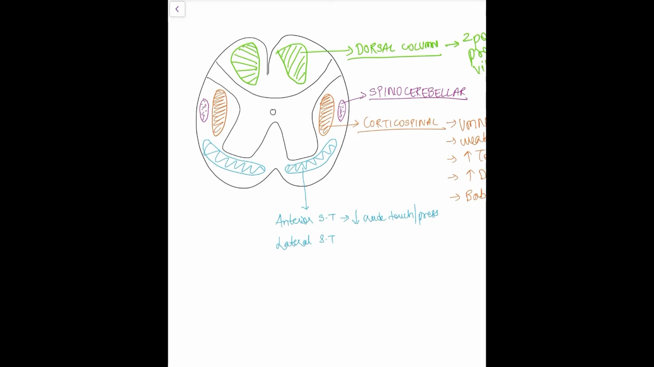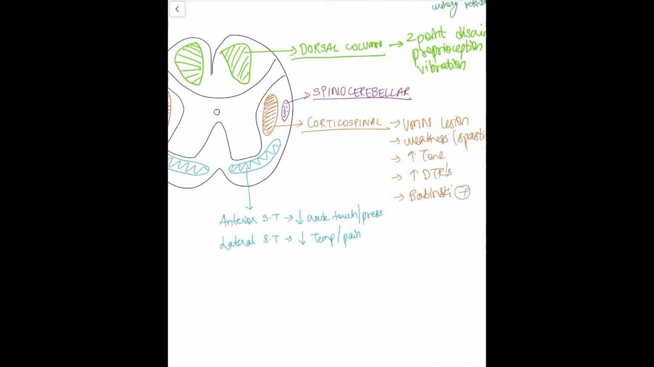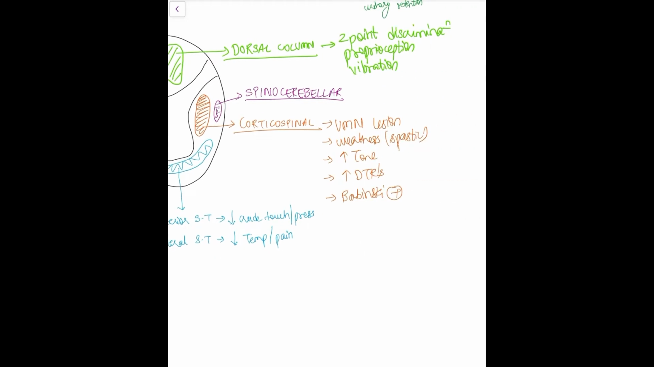When your lateral spinothalamic tract gets involved, you will have a decrease in the pain and temperature. Your spinocerebellar tracts also can get involved. Your spinocerebellar tracts are responsible for sending proprioception signals from your spinal cord to your cerebellum, hence maintaining balance. So destruction of the spinocerebellar tracts will lead to ataxia.